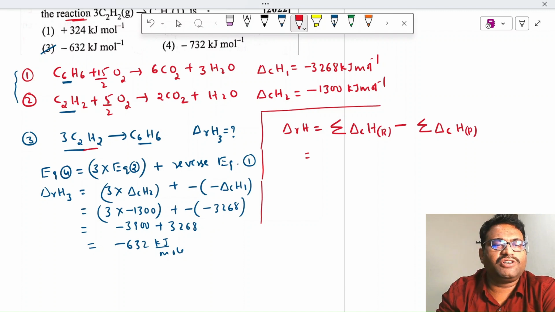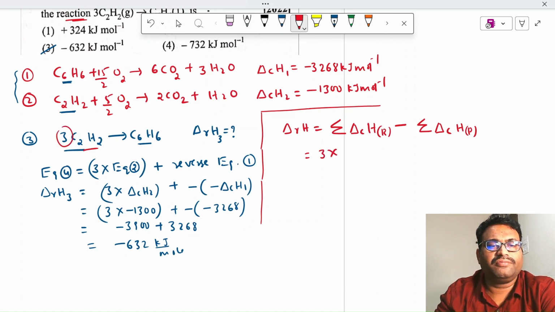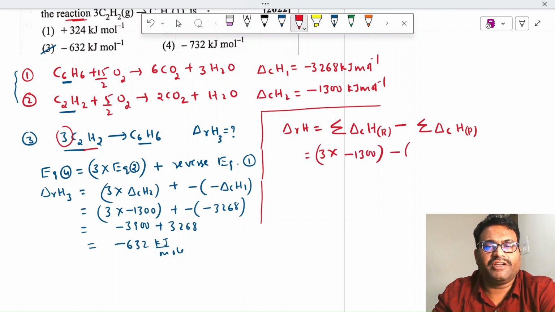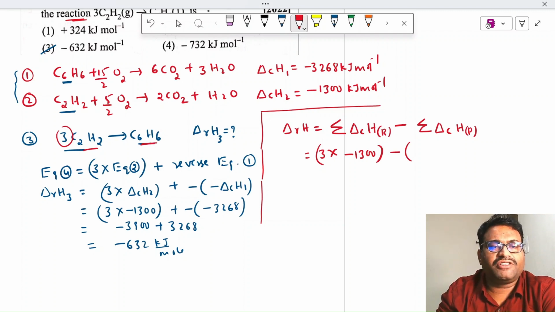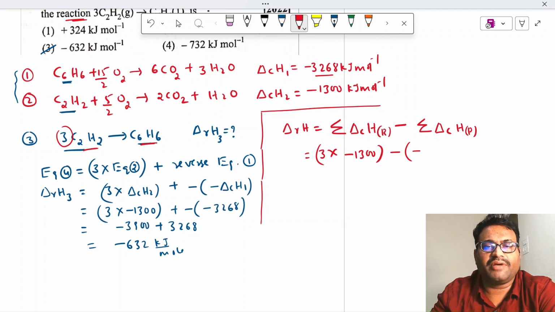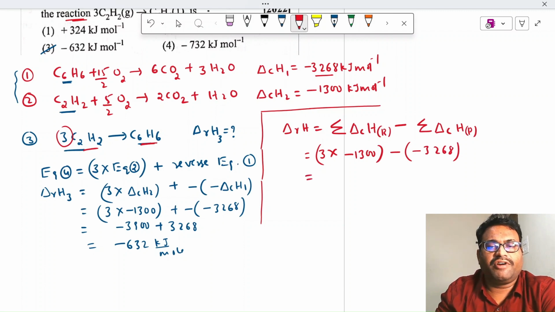So how many moles are there? 3 moles. So 3 into, what is the enthalpy of combustion of C2H2 given? Minus 1300. Okay, minus of. Then what is the enthalpy of combustion of benzene given? 3268. So minus 3268, right? So then what do you get?